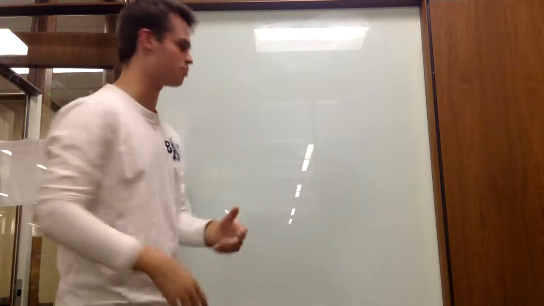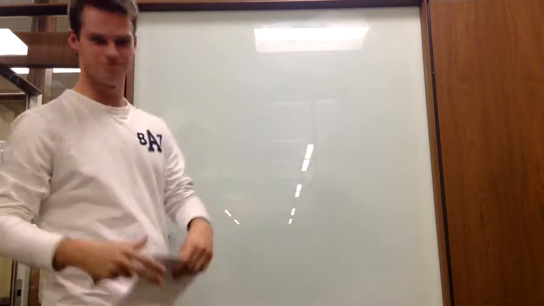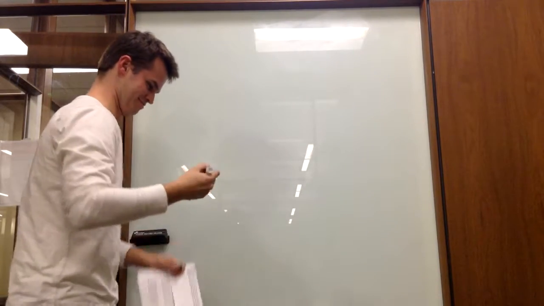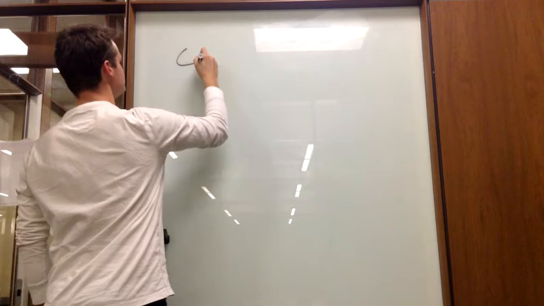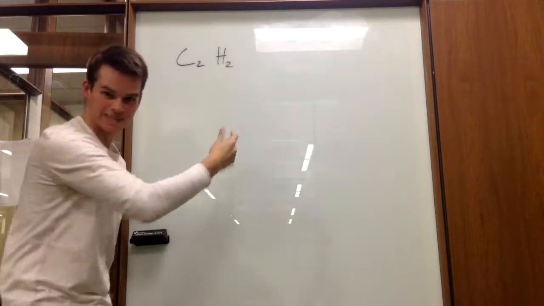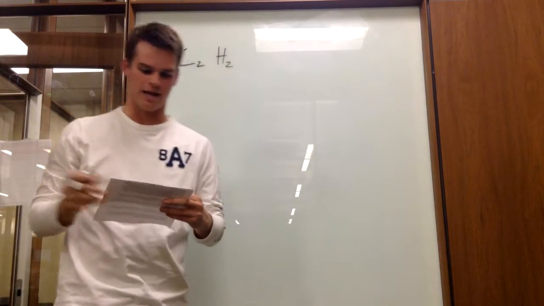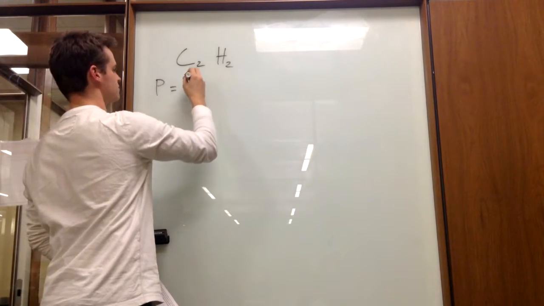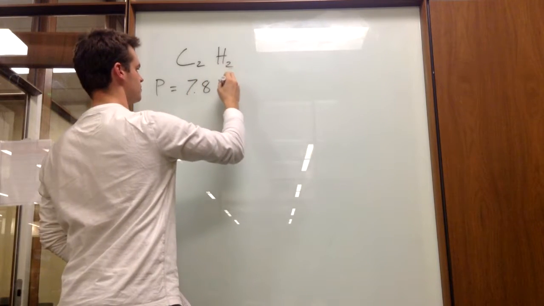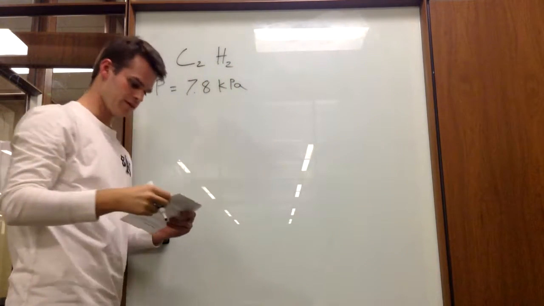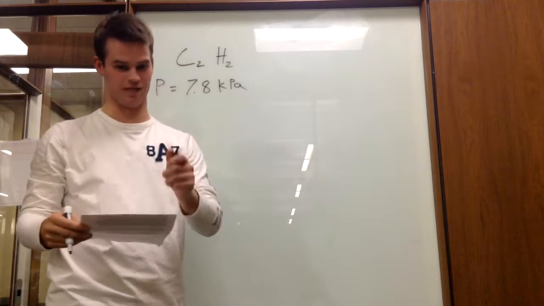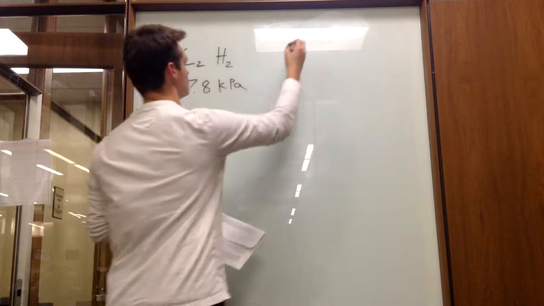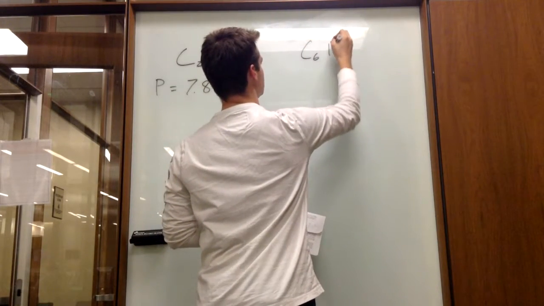So here's our problem. A sample of acetylene gas, which happens to be that, has a pressure of 7.8 kilopascals. After a certain amount of time, some of it has reacted to form gaseous benzene. And benzene happens to be C6H6.